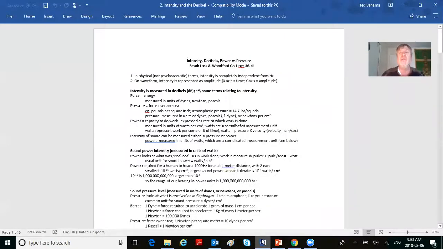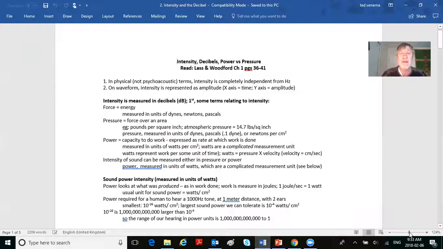Intensity, decibels, power, and pressure. Let's look a little bit closer at that. So I'll make this just a little bit bigger. You can see your readings for this one in Lass and Woodford, chapter 1, pages 36 through 41. Now, in physical terms, not psychoacoustic. Psychoacoustics means perception. Just in physical terms, like we looked at last week in physics and acoustics, intensity is completely independent from frequency. On a waveform, intensity is represented as the height. You remember what a waveform is. It's where you had time on the horizontal and amplitude on the vertical. So on sound waves, intensity is the height, the tallness.